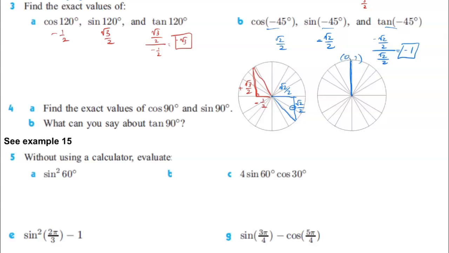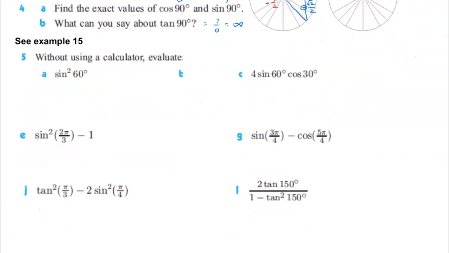So the cosine value would be the x coordinate, so it would be 0, right? The 1 would be the y coordinate, so that would be sine of 90 degrees. Okay, so 0 and 1. What can you say about the tangent of 90 degrees? Okay, remember, sine divided by cosine is the tangent value. So the tangent value is 1 divided by 0. 1 divided by 0, that's infinity, right? So that's it, infinity. Okay.